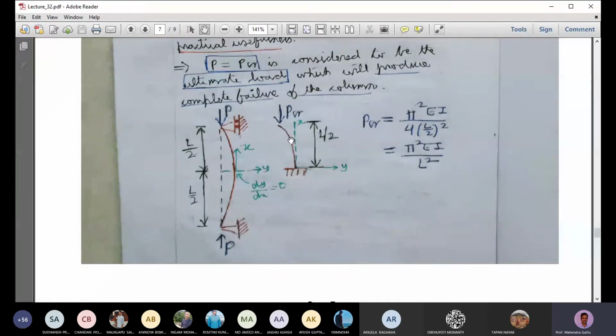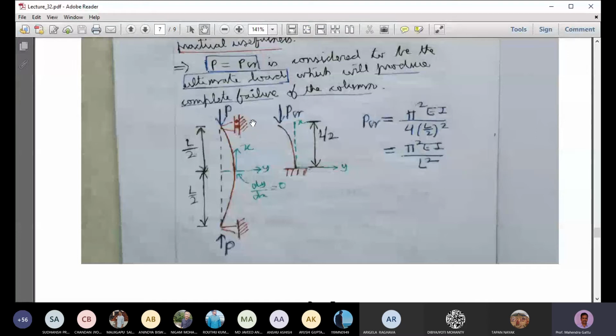So for P critical for this cantilever, it will be pi square EI by 4L square. So L will be L by 2. So it will become pi square EI by L square. So the critical load for this simply supported column with length L is pi square EI by L square. That is, the square of the length of the column in the denominator, and in the numerator pi square EI.